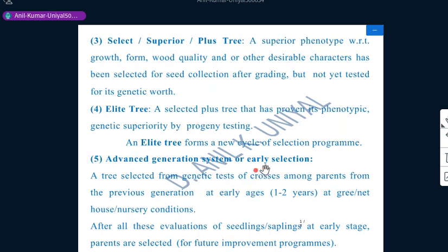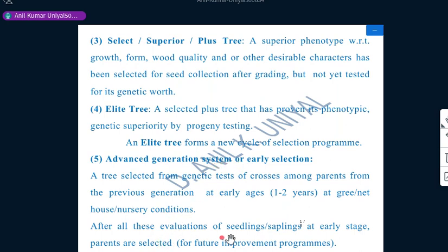In the research station, we perform this progeny trial for selection of early trees, but at the same time on the basis of performance, without any genetic testing. We are only checking the performance at the earlier stages, on a one or two year basis, to say whether this family or this plus tree is best for selection. So this is known as the advanced generation system, or early selection.